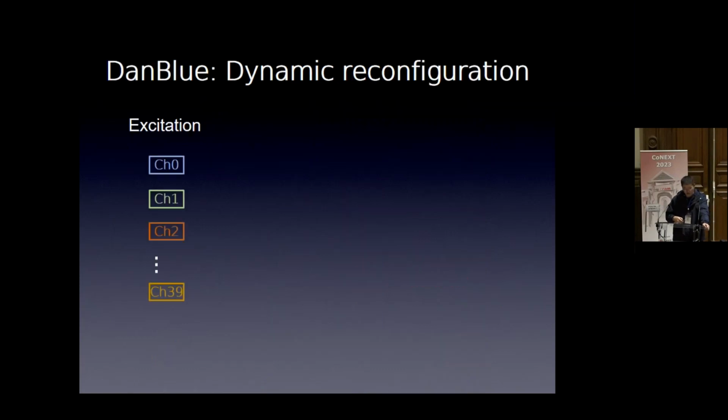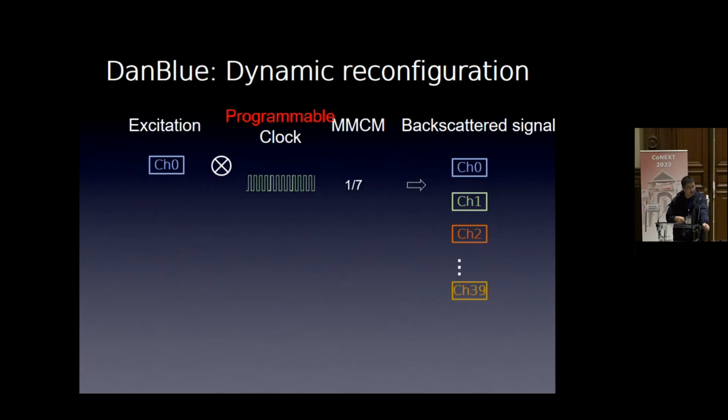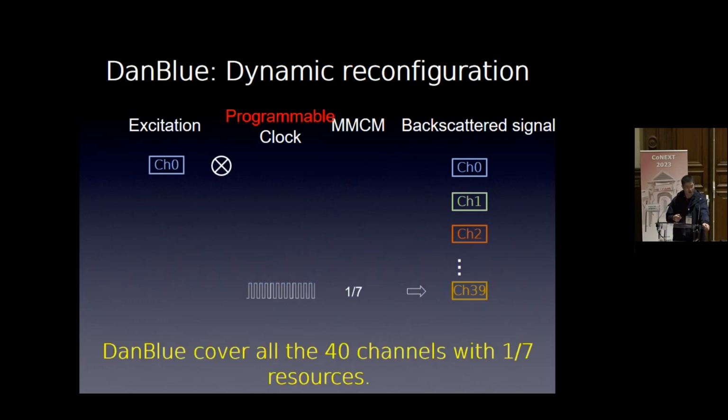Different from RBOE's fixed clock, DynBlue adopts a programmable clock. So for different backscatter channels, the clock can be programmed to dynamic states while maintaining 1/7 clock resource consumption. Thanks to the dynamic reconfiguration, DynBlue can cover all the 40 channels with just 1/7 resources.